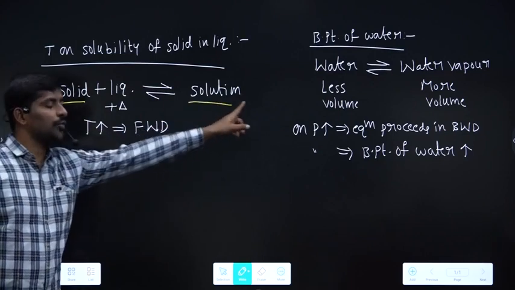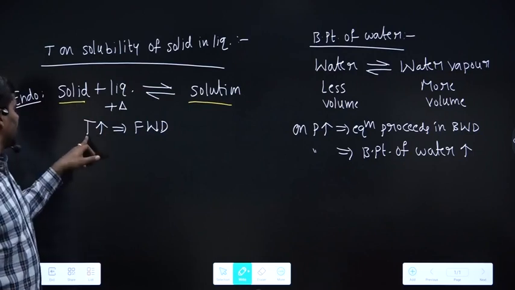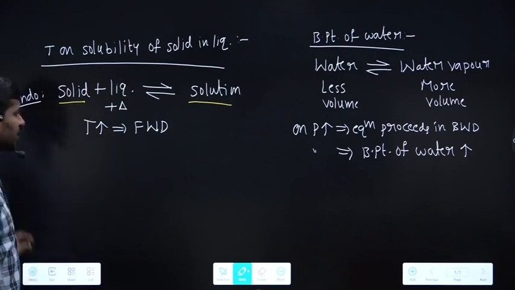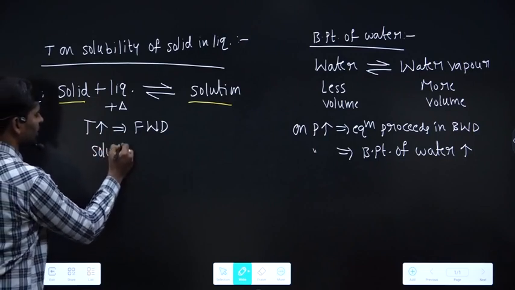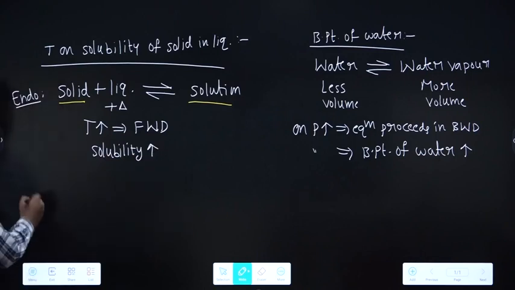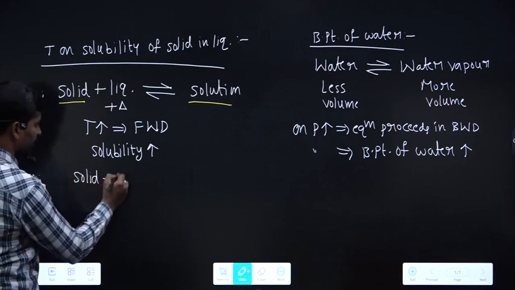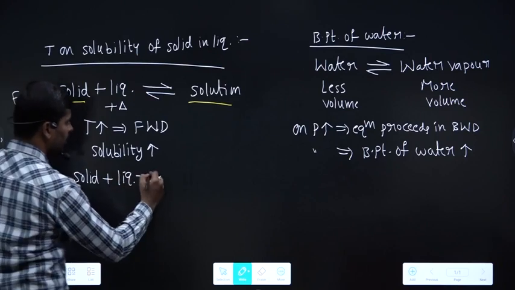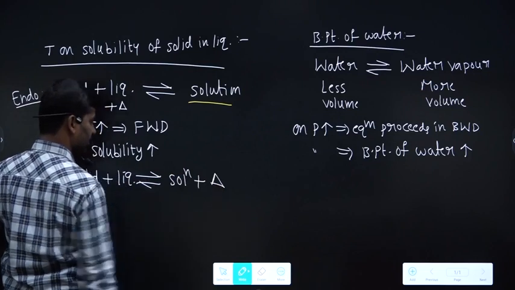Solid is not separating from the solution. So on increasing temperature, it proceeds in the forward direction. That means solubility of solid increases. So it depends on whether it is endothermic or exothermic reaction. If you take exothermic reaction, solid plus liquid gives solution plus heat energy.